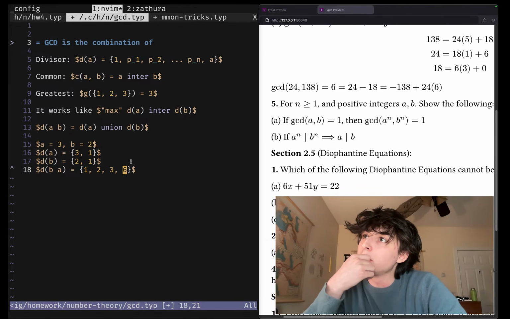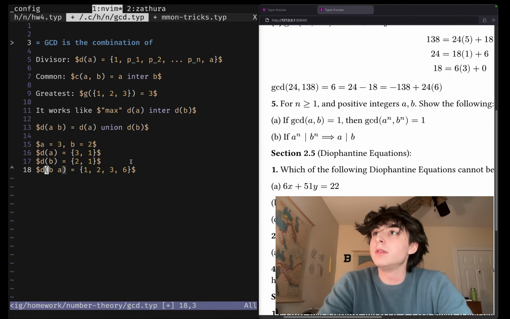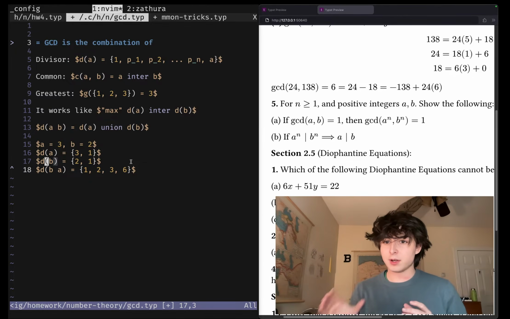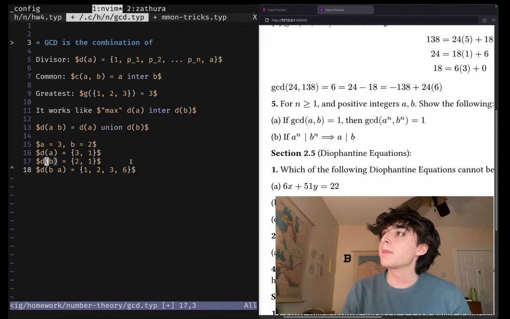I mean, I guess what's clear is that the union of the two different sets of divisors is a subset of the set of divisors of the product of the two numbers, which means that everything that divides A and everything that divides B divides the product of A and B, which is obvious, but yeah.